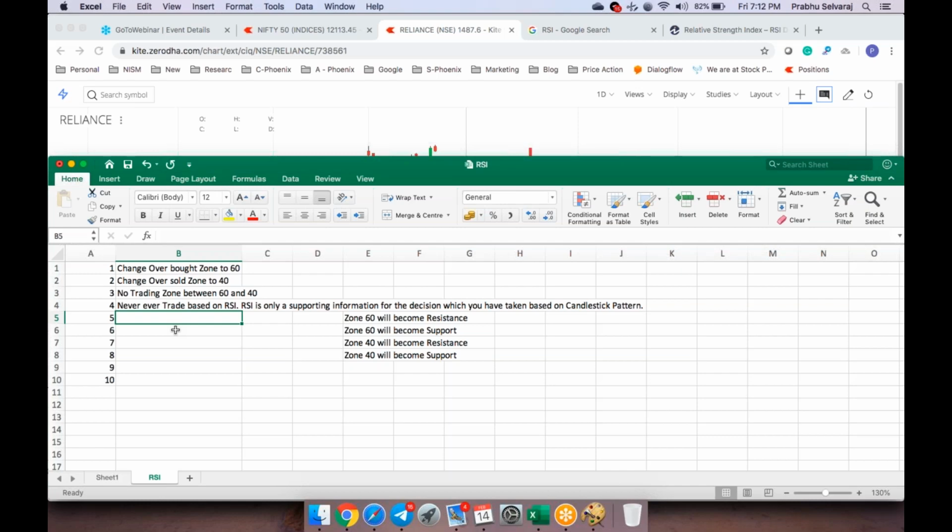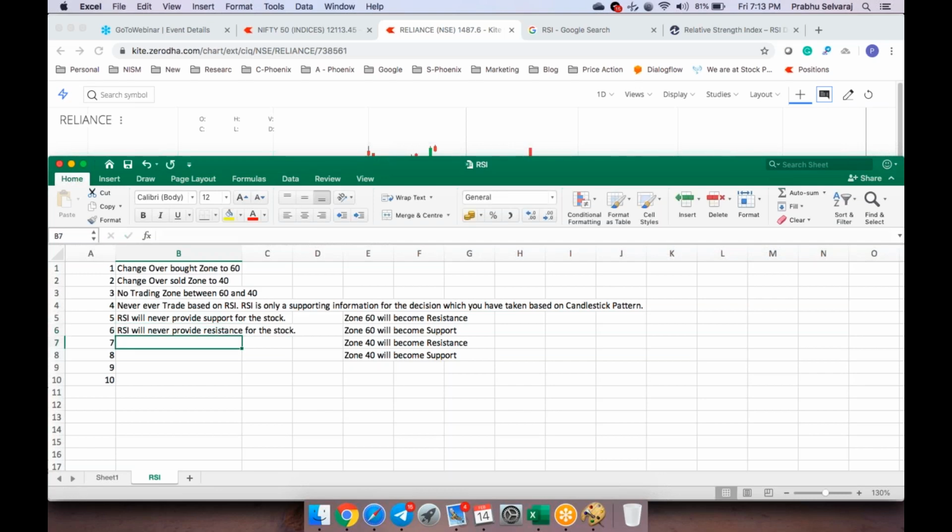So you cannot trade by coming and asking me about RSI. You should not trade using RSI. RSI will never provide support for the stock. At the same time, RSI will never provide resistance for the stock. This is the actual fact.